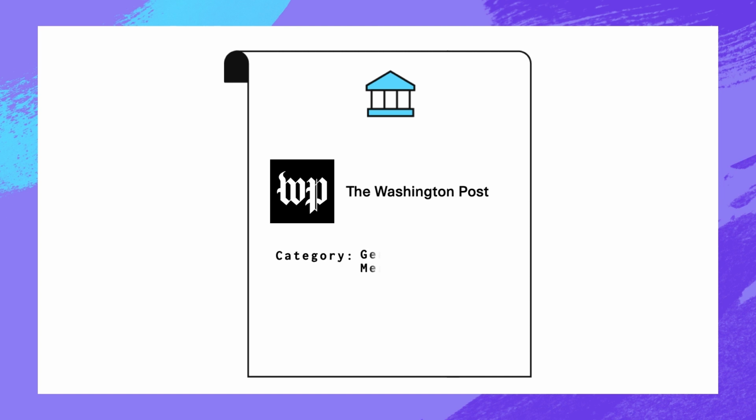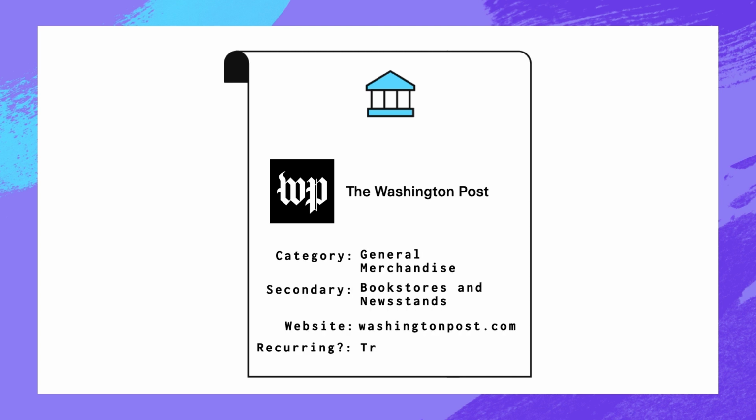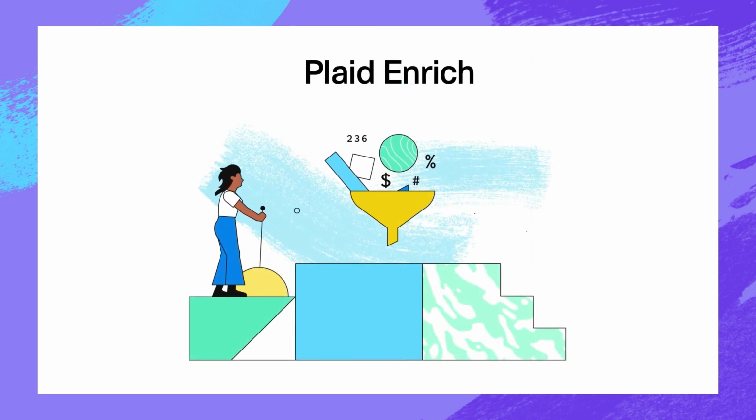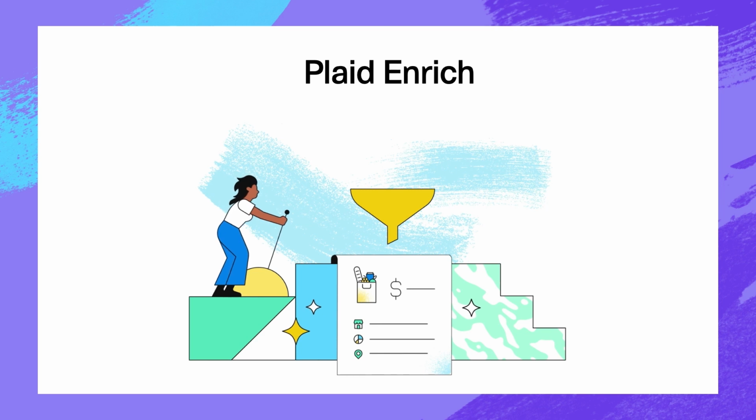And then, how can you categorize and enhance this data so that you and your users can gain insights into their spending habits? This is where Plaid Enrich can help. Enrich takes raw transaction data and enhances it into something easier for you and your customers to understand.